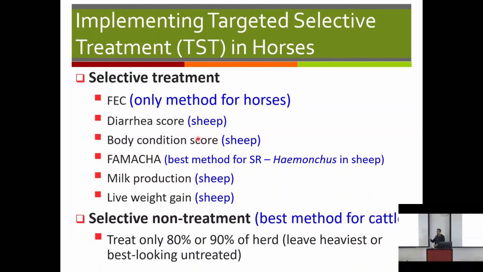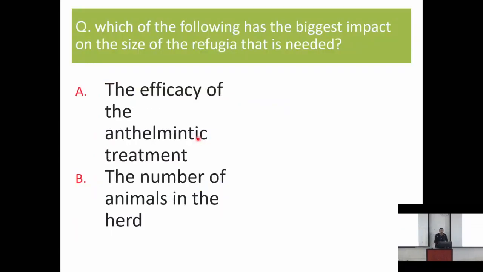So in case of horses, just go with the fecal egg count and decide which animal needs a treatment and which animal doesn't need a treatment. And also go with the 14 days post-treatment to look if your drug worked or not. Okay, so which of the following has the biggest impact on the size of refugia that is needed?